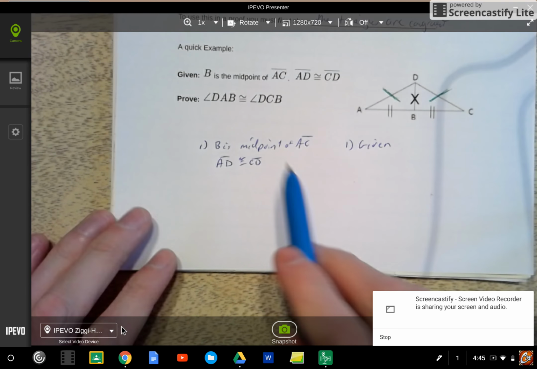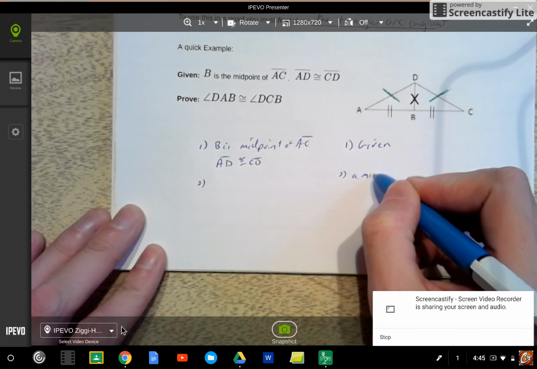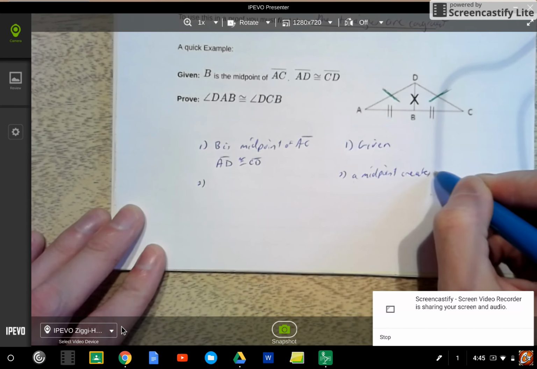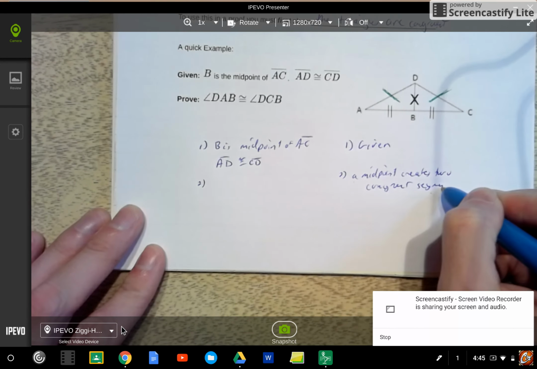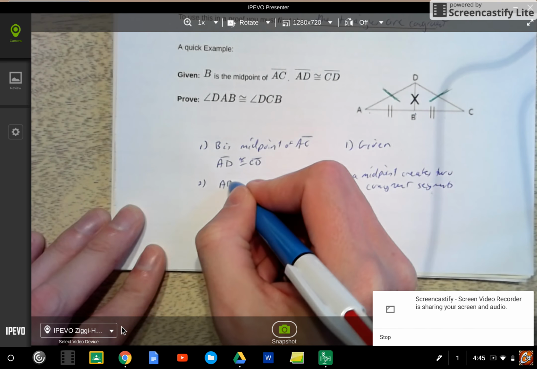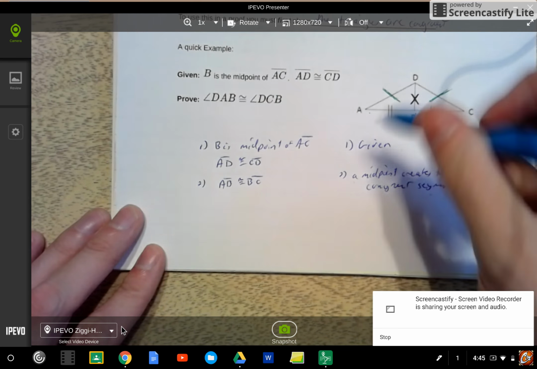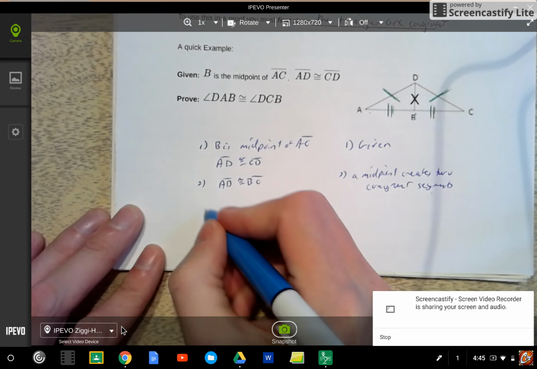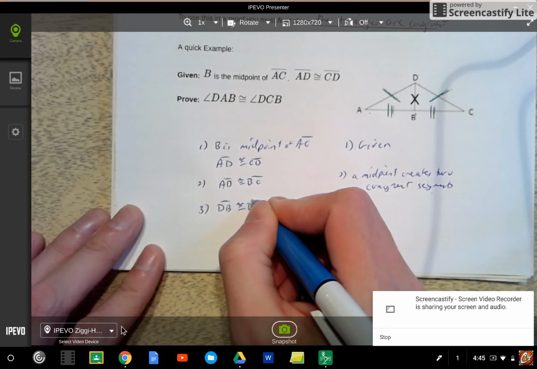Again, we go with our given. If it's a midpoint, then I know a midpoint creates two congruent segments, which means that AB and BC have to be congruent. So far, nothing different than what we've been doing over the past couple of days. I'll mark that in my picture, even though they've already got it marked. And they kind of gave away my next piece too, okay? We know that DB is congruent to DB by the reflexive property.